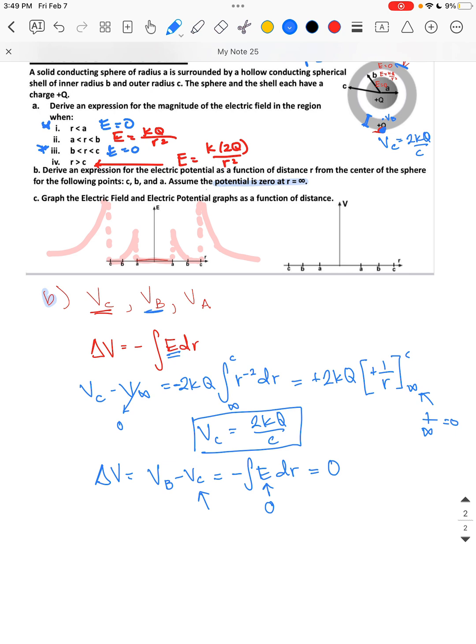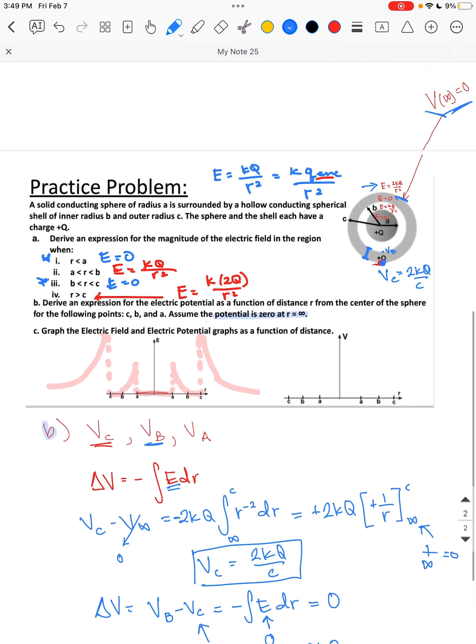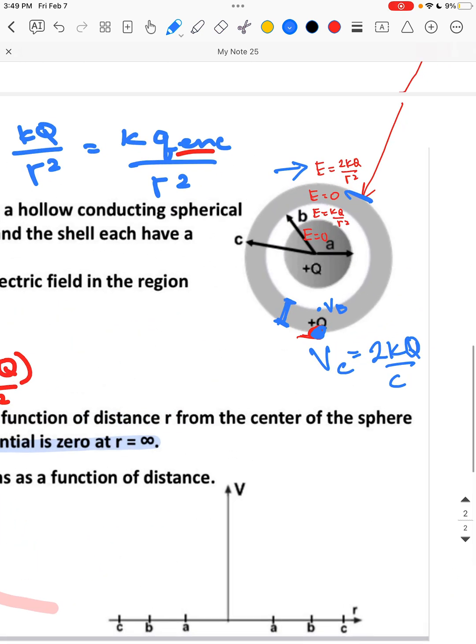And when I solve for VB, a lot of students think, oh, it's got to be 2kq over B. It actually isn't. It's actually equal to VC, which is 2kq over C. Now, that might seem weird, but let's look at our conductor. We established that the electric field in this conductor is 0, which means that the delta V is equal to 0. That means the potential is constant.